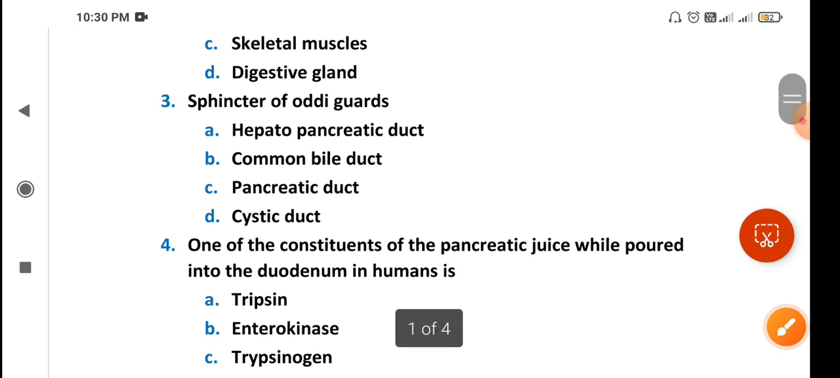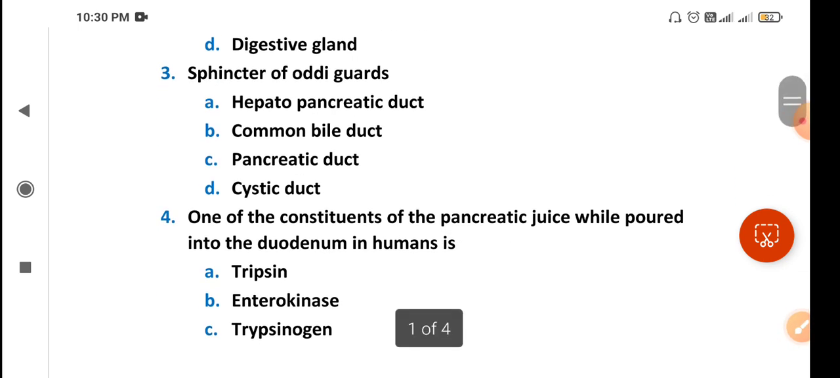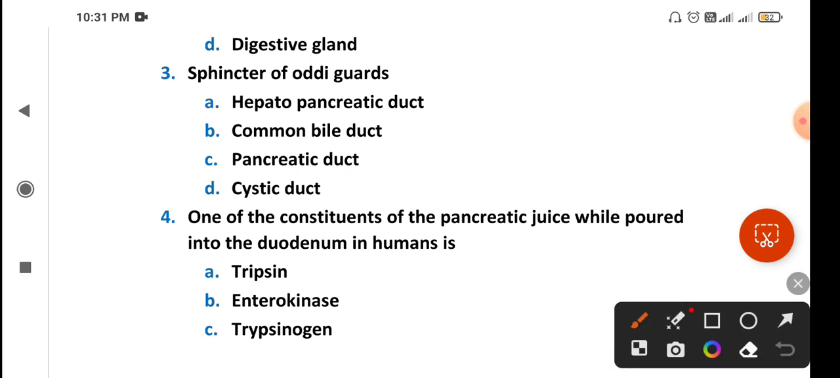Now the next question: sphincter of Oddi guards what? The first option is hepatopancreatic duct. Yes, actually it is the correct option. Let's check the B option. Common bile duct, no. Pancreatic duct, no. Cystic duct, no. So the correct answer will be option A.